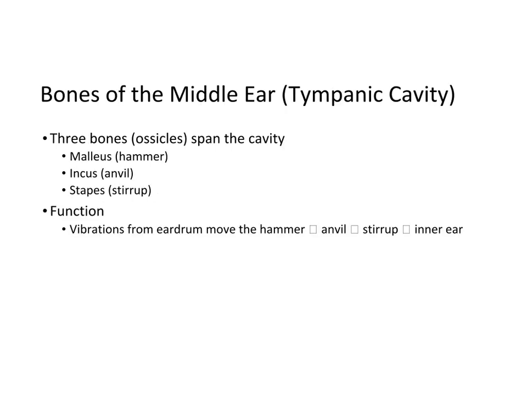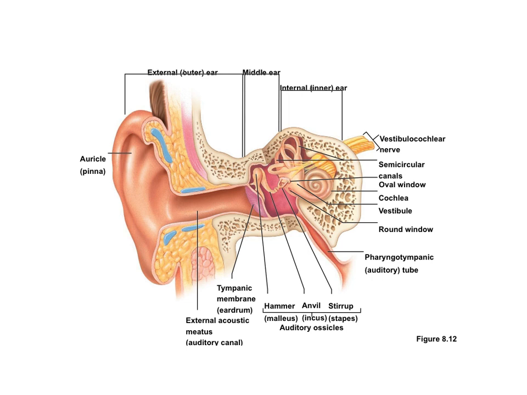In the middle ear, there are three little bones. There's the malleus, or the hammer, the incus, or anvil, and the stapes, or stirrup. The function of these little bones is to vibrate. They vibrate from the eardrum, and it moves through the anvil to the stirrup to the inner ear. So those little bones, when they vibrate, carry the sound waves that caused your tympanic membrane to move into your inner ear.